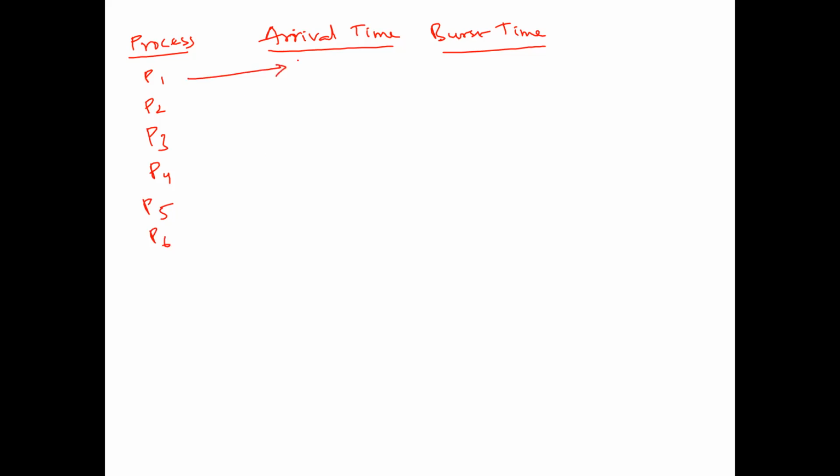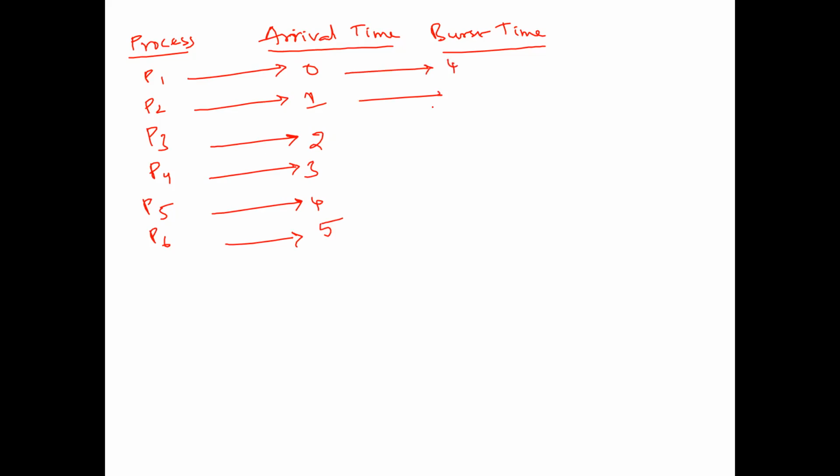For process 1, the arrival time is 0, process 2 arrival time is 1, process 3 arrival time is 2, then 3, 4, and 5. What are the burst times? Burst time is 4. Its burst time is, let us say, 5. Its burst time is 2. Its burst time is 1. And P5 burst time is, let us say, 6. P6 burst time is 3. So these are the burst times.